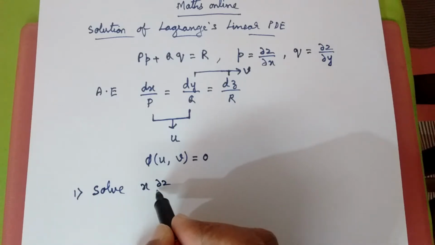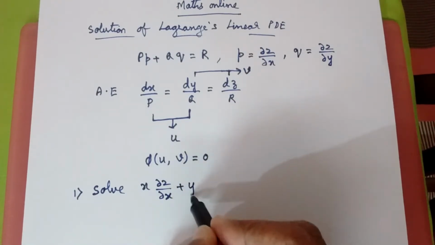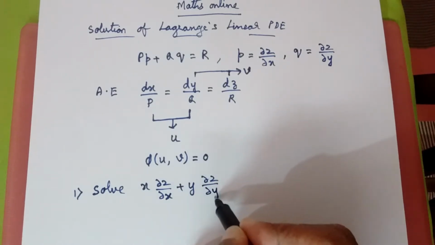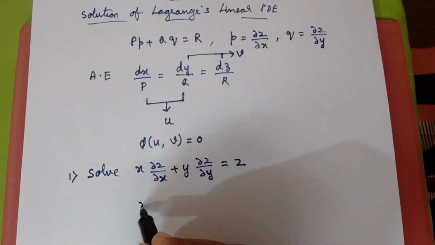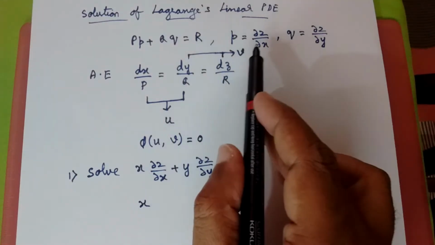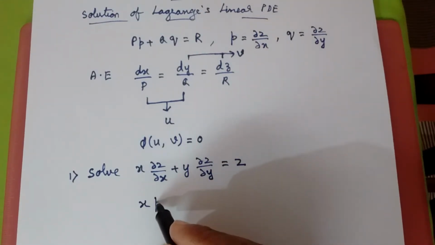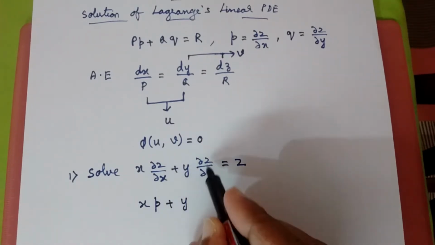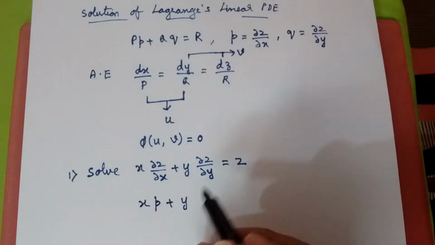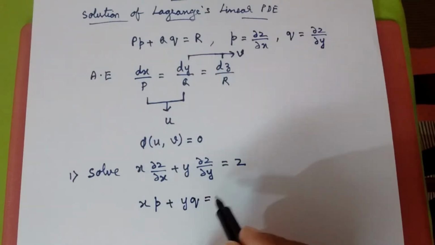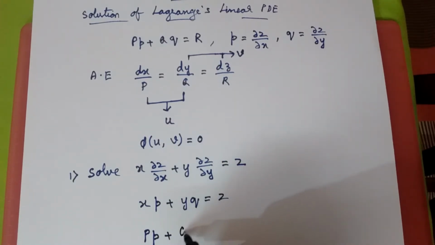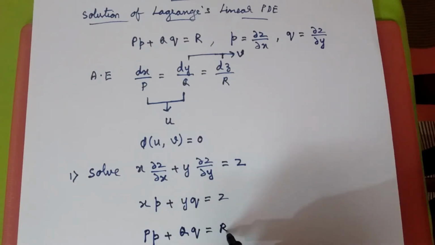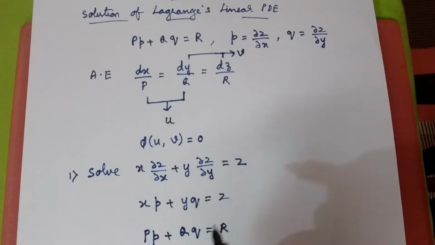x times ∂z/∂x plus y times ∂z/∂y is equal to z. This equation can be rewritten as x times p plus y times q is equal to z. If you observe, this equation is of the form capital P into small p plus capital Q into small q is equal to R, which represents the Lagrange linear PDE.